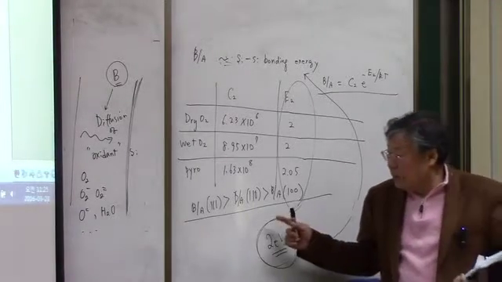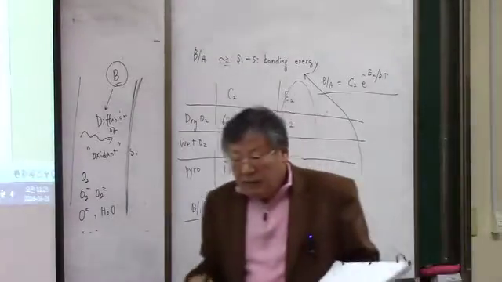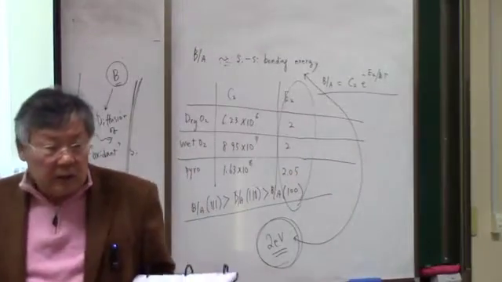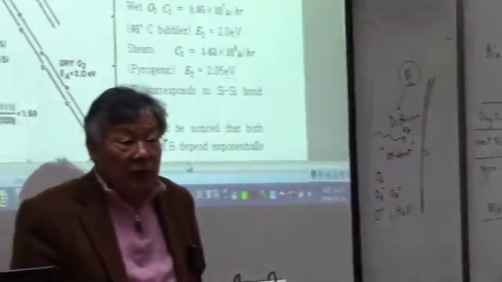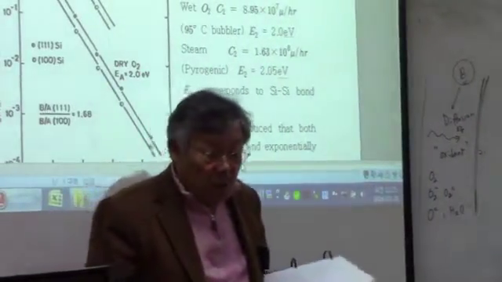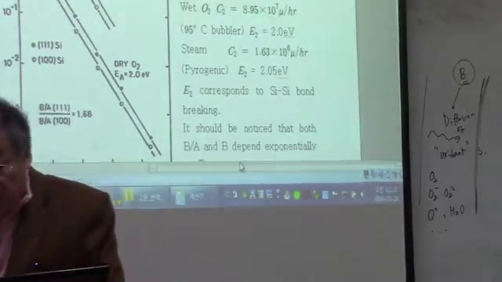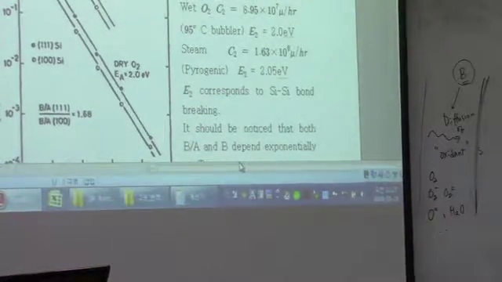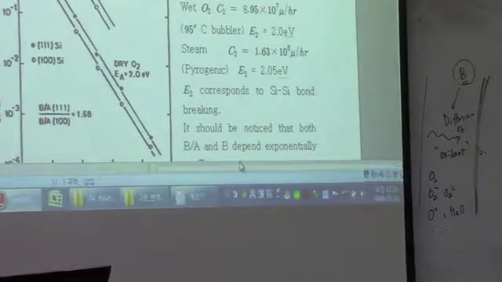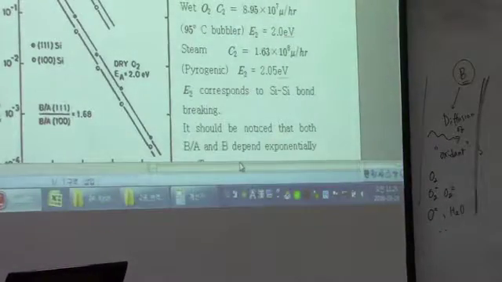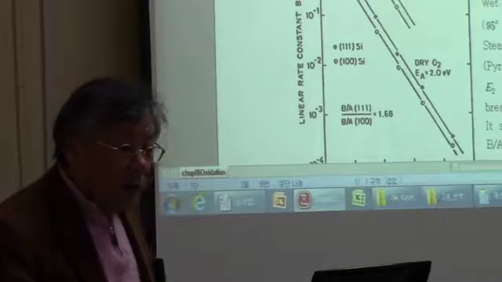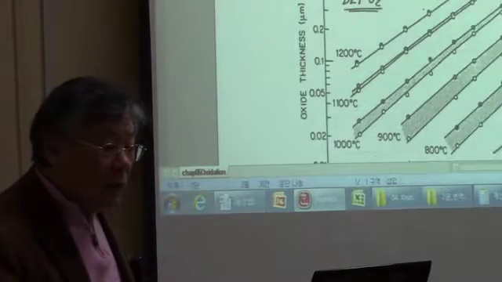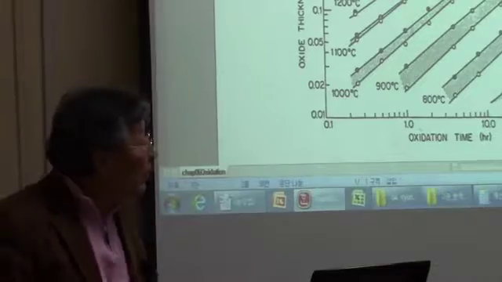You can interpret this as if you have more and more silicon available for the oxidation, then you're going to have a bigger number for the rate constant. That seems very likely so. And the next figure is an interesting figure here.